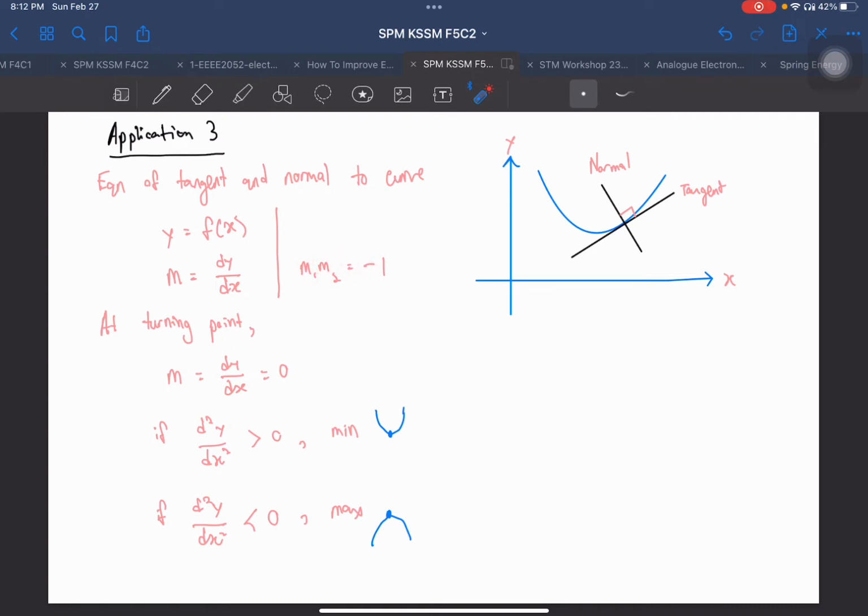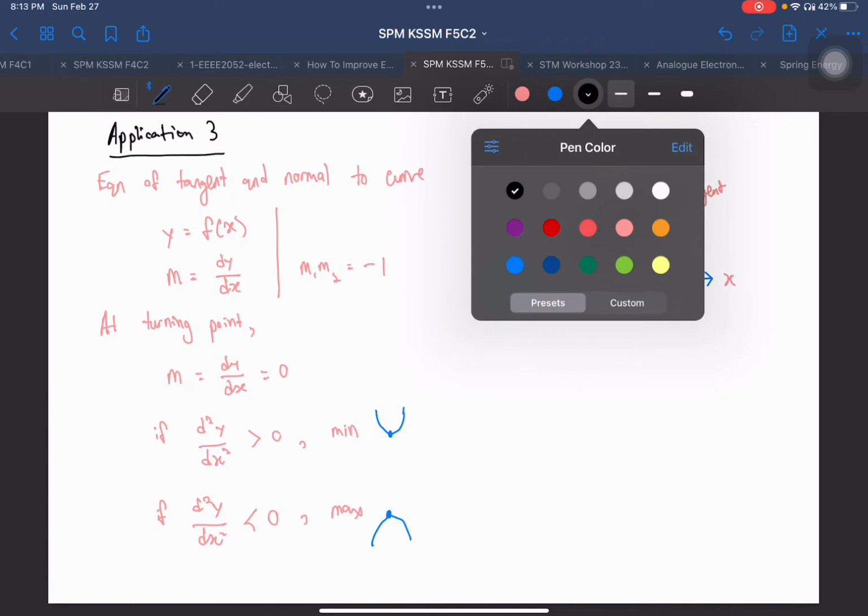At a turning point, the gradient equals 0, and to determine if it's a maximum or minimum, you use the second derivative, d2y over dx squared. If this is more than 0, it's a minimum curve, like a smiling face. If it's less than 0, it's a maximum curve, a sad face. So how to remember this? I have a trick here.